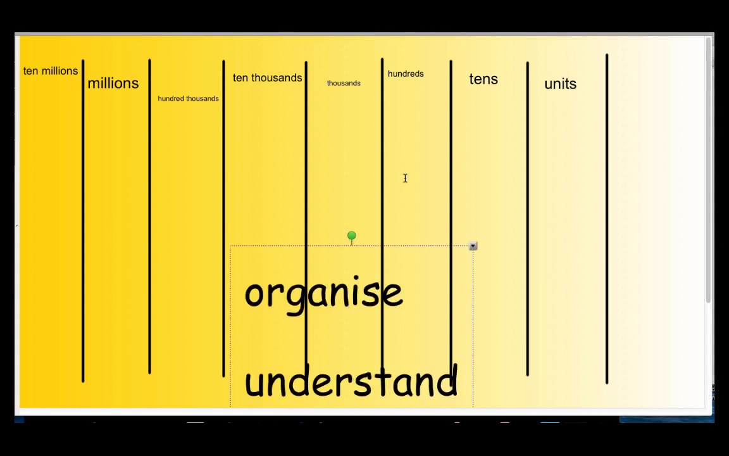So what the place value column helps us to do is to organize and understand numbers, which is really important. It helps us to put numbers into some sort of structure that shows us what are the units, what are the tens, what are the hundreds, and what are the thousands. And if you don't know the place value column, it's time that you learnt it.